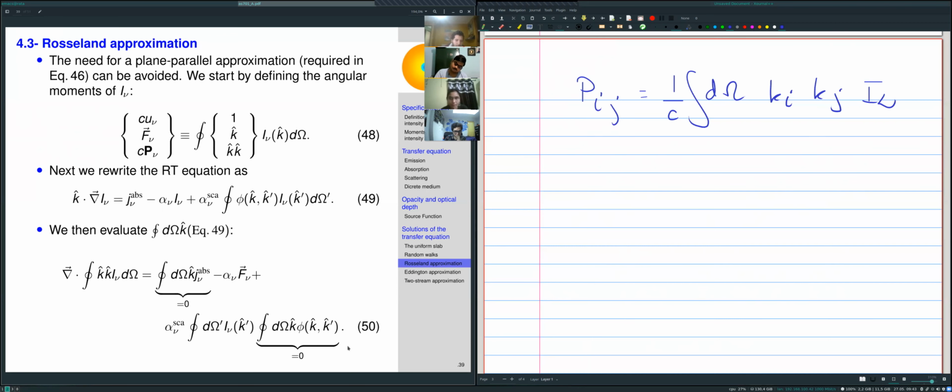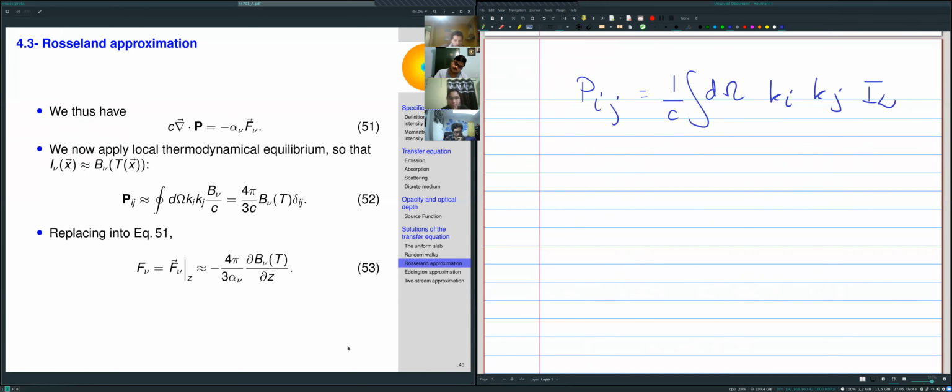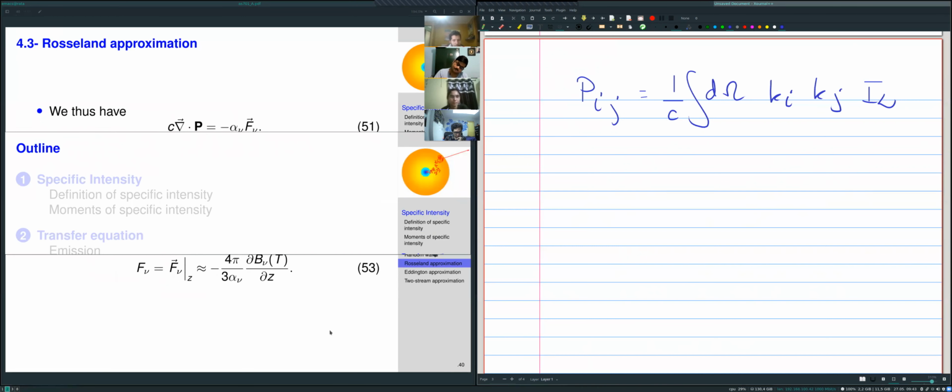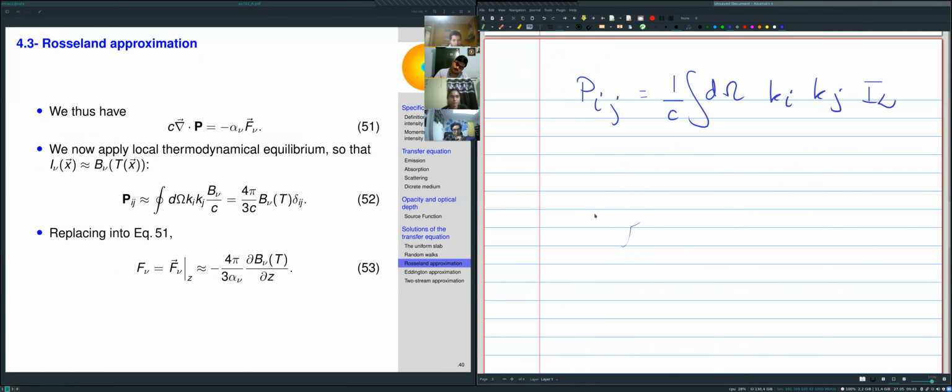Okay, so I think sometimes it's healthy to look at derivations in detail and pick up an incompleteness here in my lecture. So you can now see that this is true. So we have finally, and this is interesting, that the radiation flux F in any direction, dotted with S, is minus 4 pi times 3 alpha times dB nu over ds.